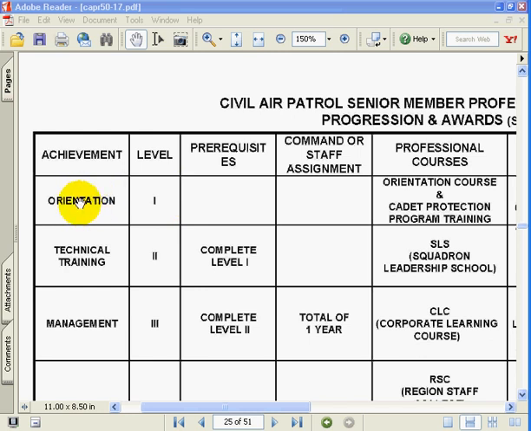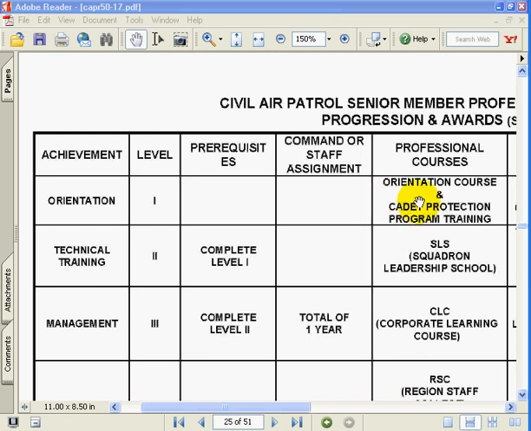The first part is the orientation phase. Everyone should be familiar with this. You're not allowed to participate in any part of the program until you've completed this. This is considered level 1. There are no prerequisites or command or staff positions mandatory for this program.